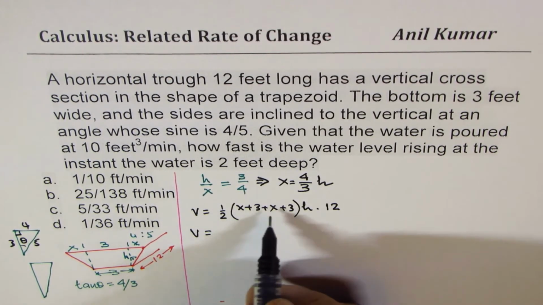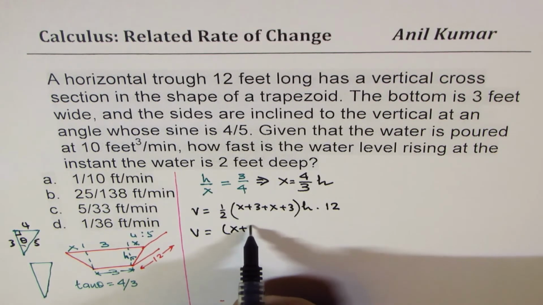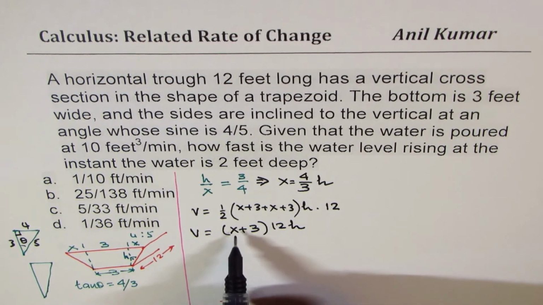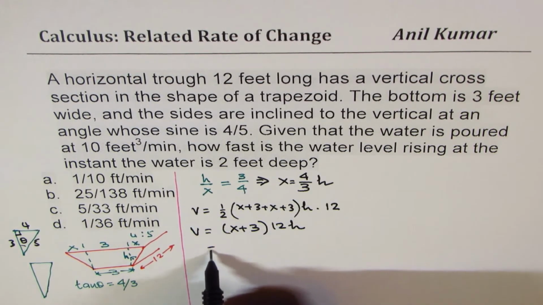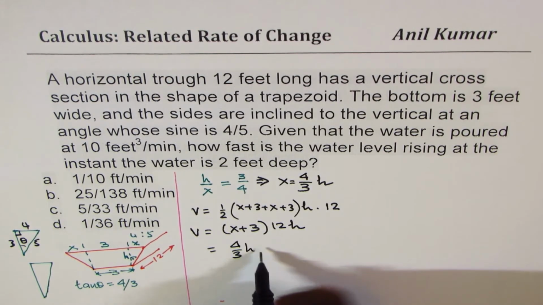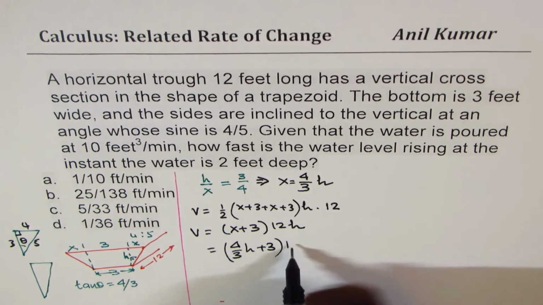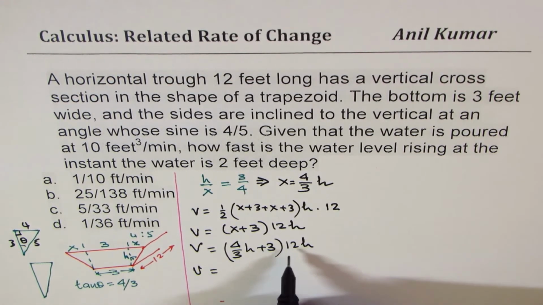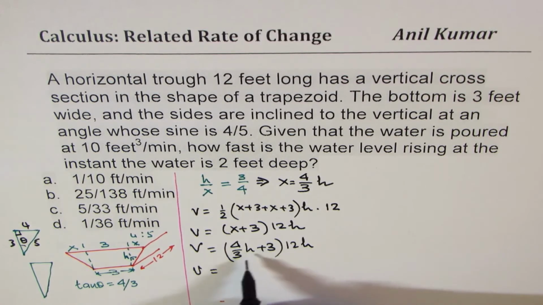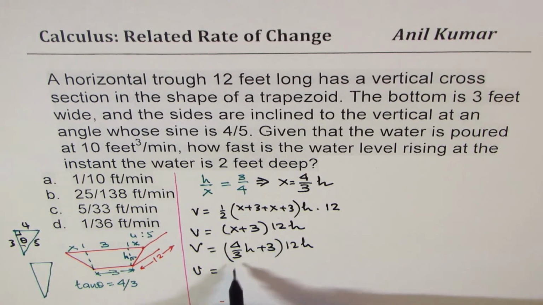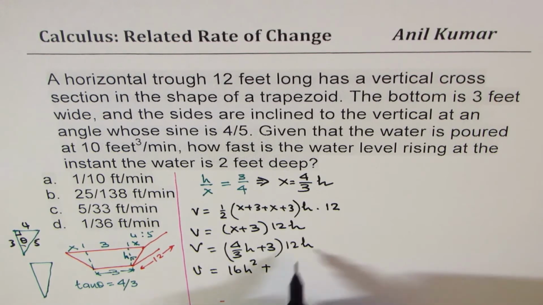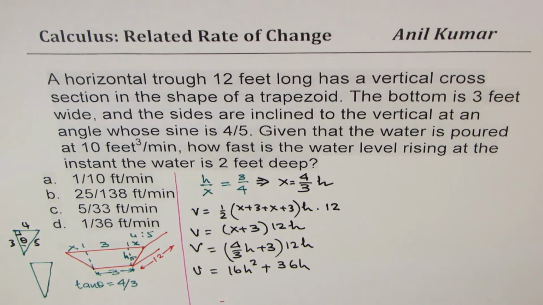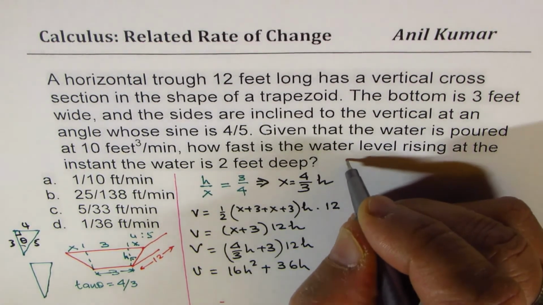So volume is equal to, now here we have 2x plus 2 3's. So when you do half of it, we get x plus 3, right? So we get x plus 3 times 12h. Replacing x with 4/3h plus 3, and then we'll open this, we have 12h. That's the volume. So the volume can now be written, opening the bracket, as 16h squared plus 36h. So that becomes the volume in terms of height of this trapezoid.